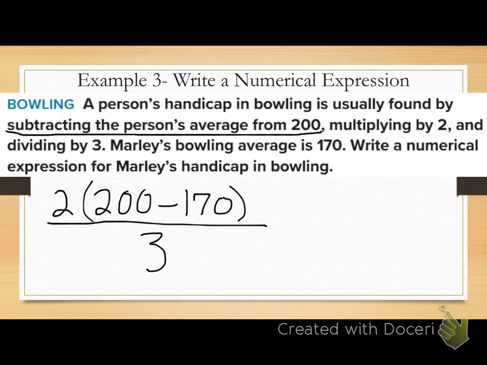Once again, does it tell me to evaluate? No, it just tells me to write a numerical expression for Marley's handicap. This is her numerical expression. That's where I would stop for today. That makes sense. Questions, comments, concerns on this example? Nope. We good? All right.